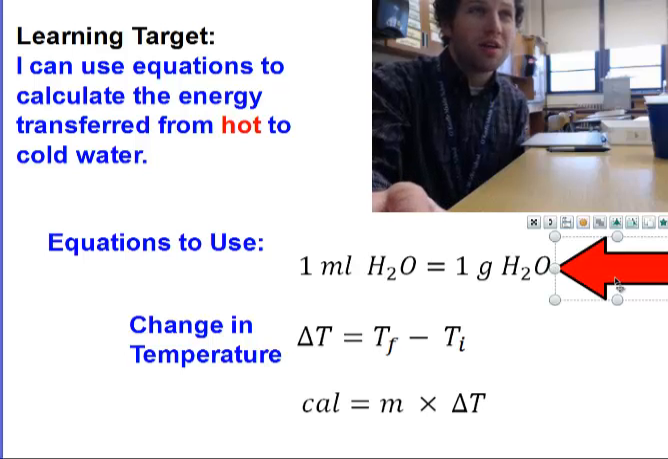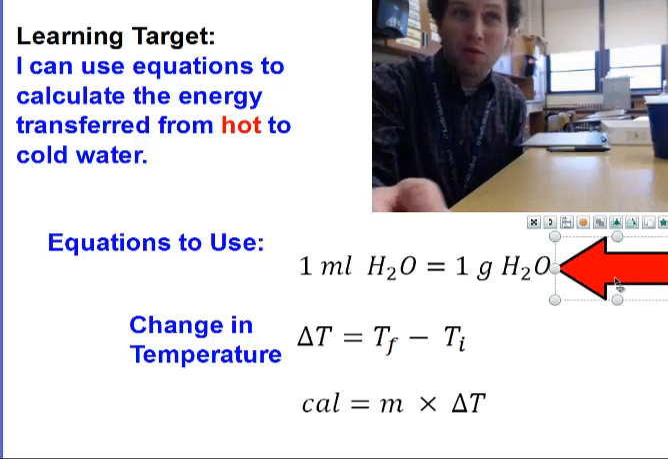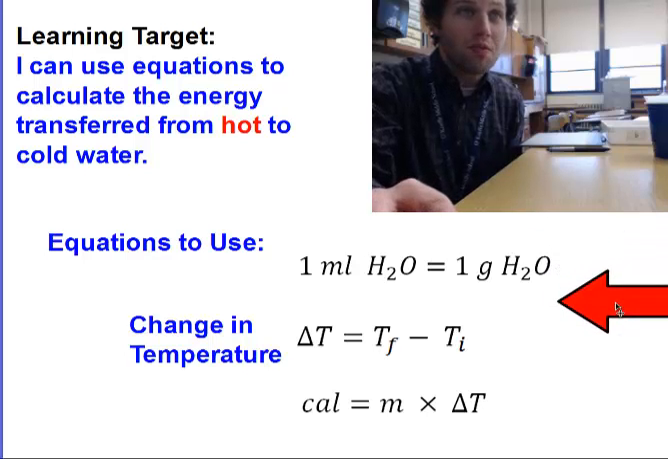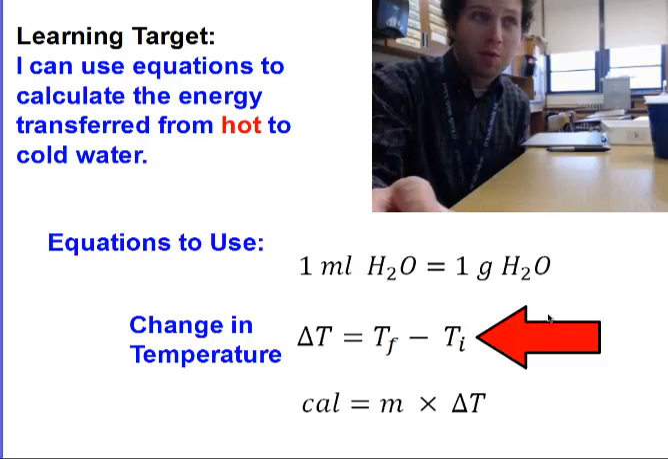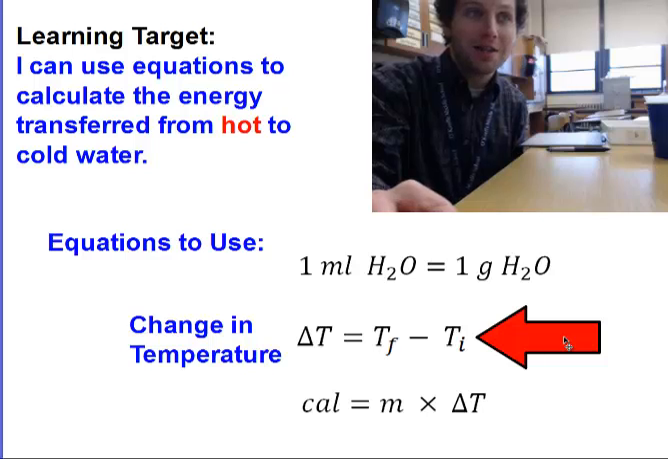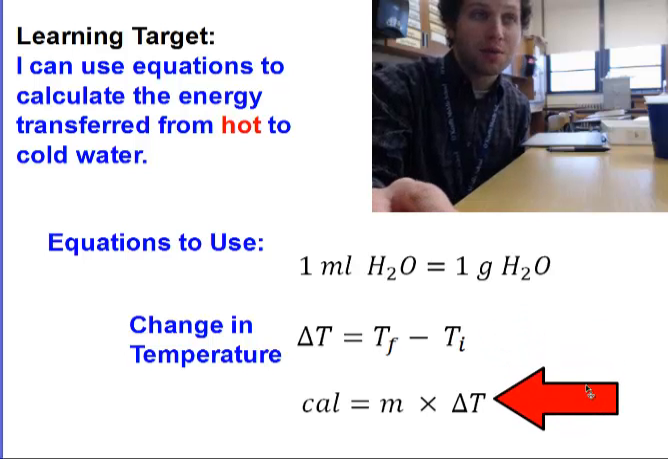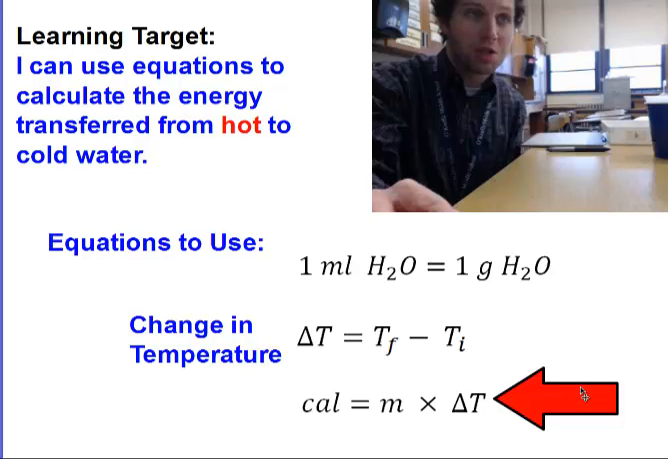It says 1 milliliter of water equals 1 gram of water. That's important. The next one says change in temperature equals the final temperature minus the initial temperature, TF minus TI. The second one says calories equals mass times change in temperature.